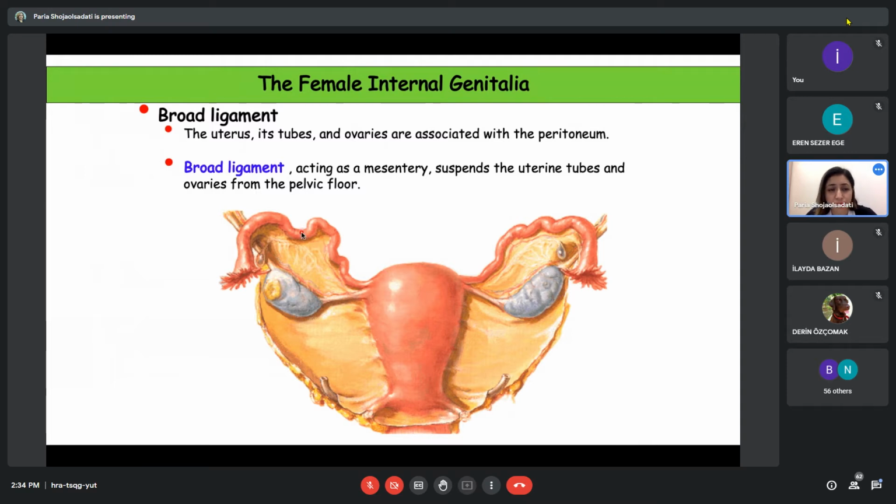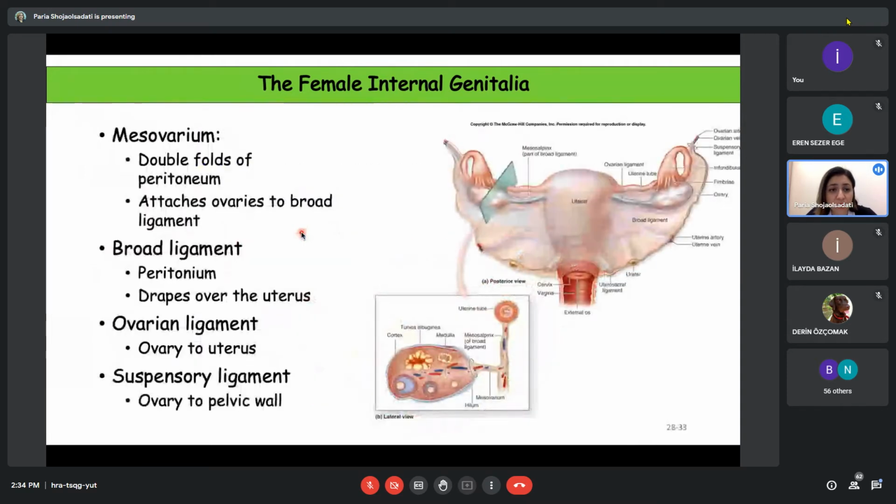Let's take a look at another structure, for example, the mesoovarium. You know that it's a structure that connects the ovarium. It's a double fold of the peritoneum that attaches the ovarium to the broad ligament. It's located at the root of the ovary and connects it to the broad ligament.